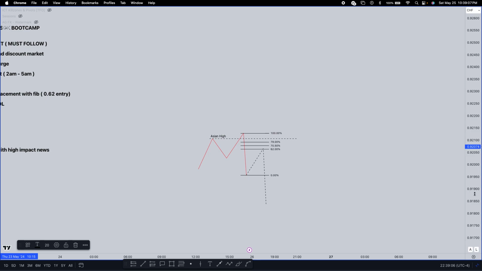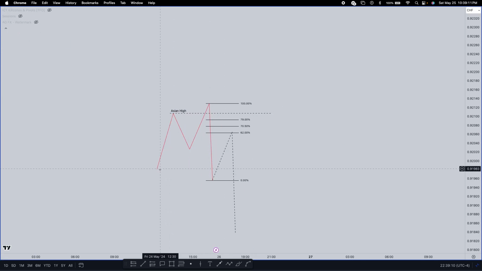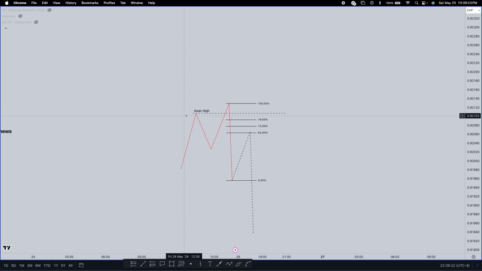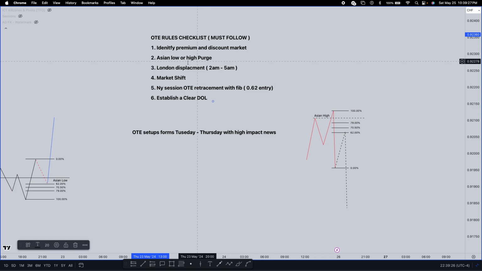So we're going to go right here inside of this hindsight example. This is a sell model, guys. So we have the market trading above Asian high, right? So we're going to say we're in a premium market. The market is trading above buy side liquidity. It's trading above previous day highs. So once the market is trading above Asian high, what are we going to wait for next? We want to see, what's the third rule here? We want to see London displacement.